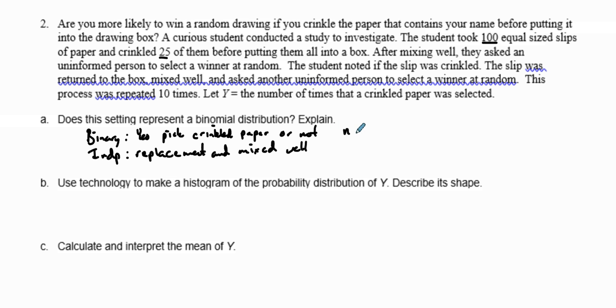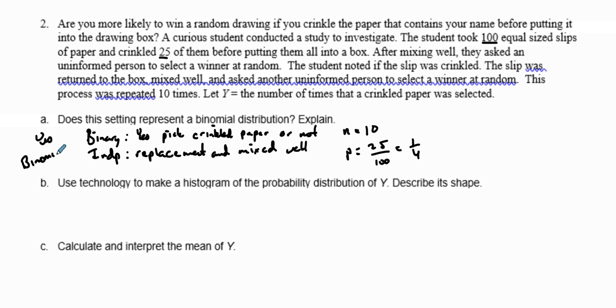There is a set number of trials. This is going to be repeated 10 times, and the probability appears to be the same because it has 25 out of 100, so that's a 1 out of 4 chance of selecting a crinkled paper. And so yes, this is a binomial setting, or binomial distribution.